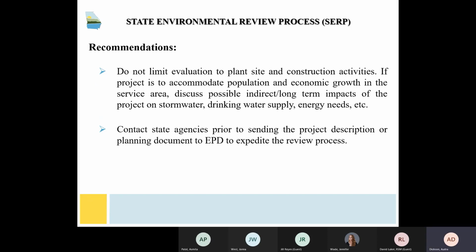For a non-ZEAS, do not limit the possible environmental impacts to the plant site and construction-related activities. Applicants need to think holistically about possible indirect and long-term impacts on the environment. We strongly recommend applicants reach out to the state agencies prior to sending the project description or planning documents to EPD to make sure all of their comments are adequately addressed in the submittal. In addition, for non-ZEAS, we will not issue the non-ZEAS until all state agency comments are addressed in the planning document.